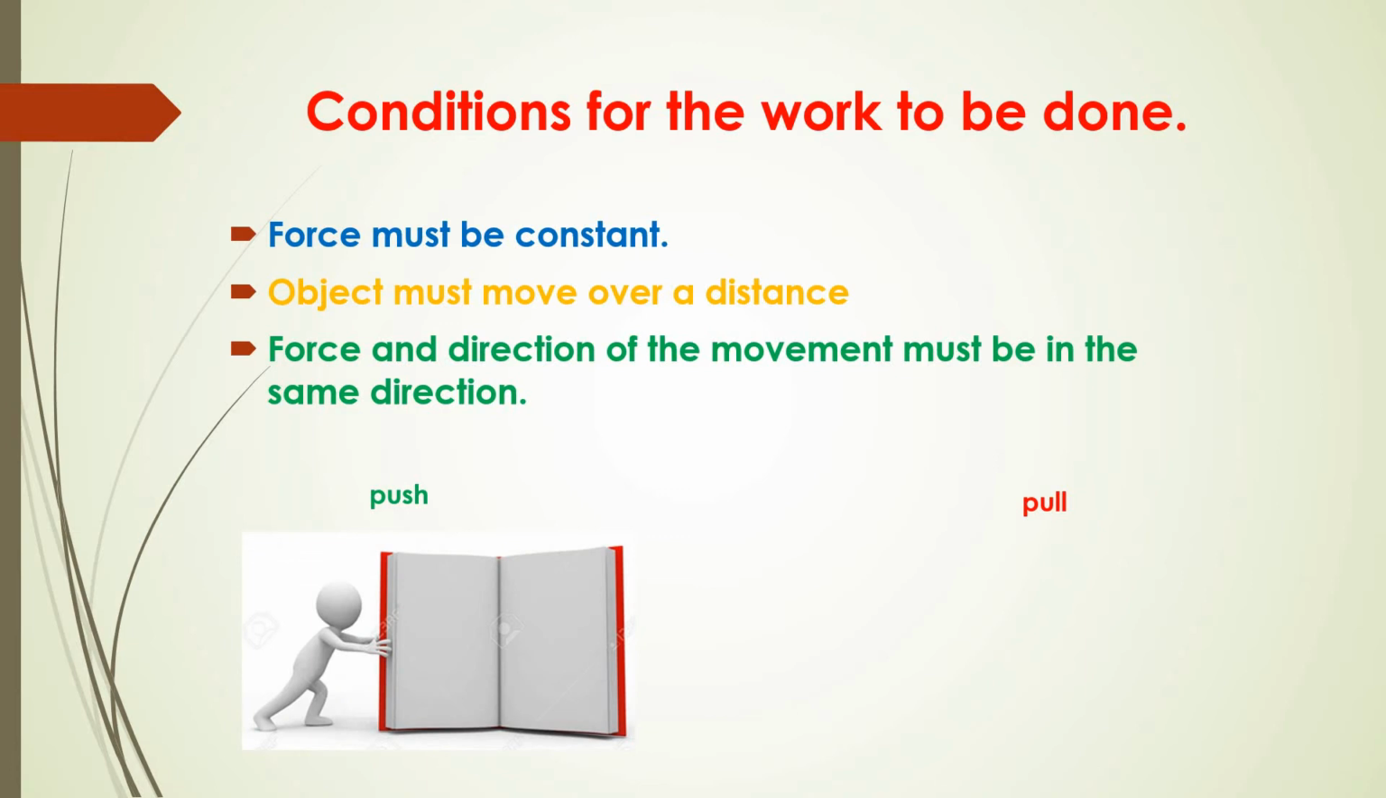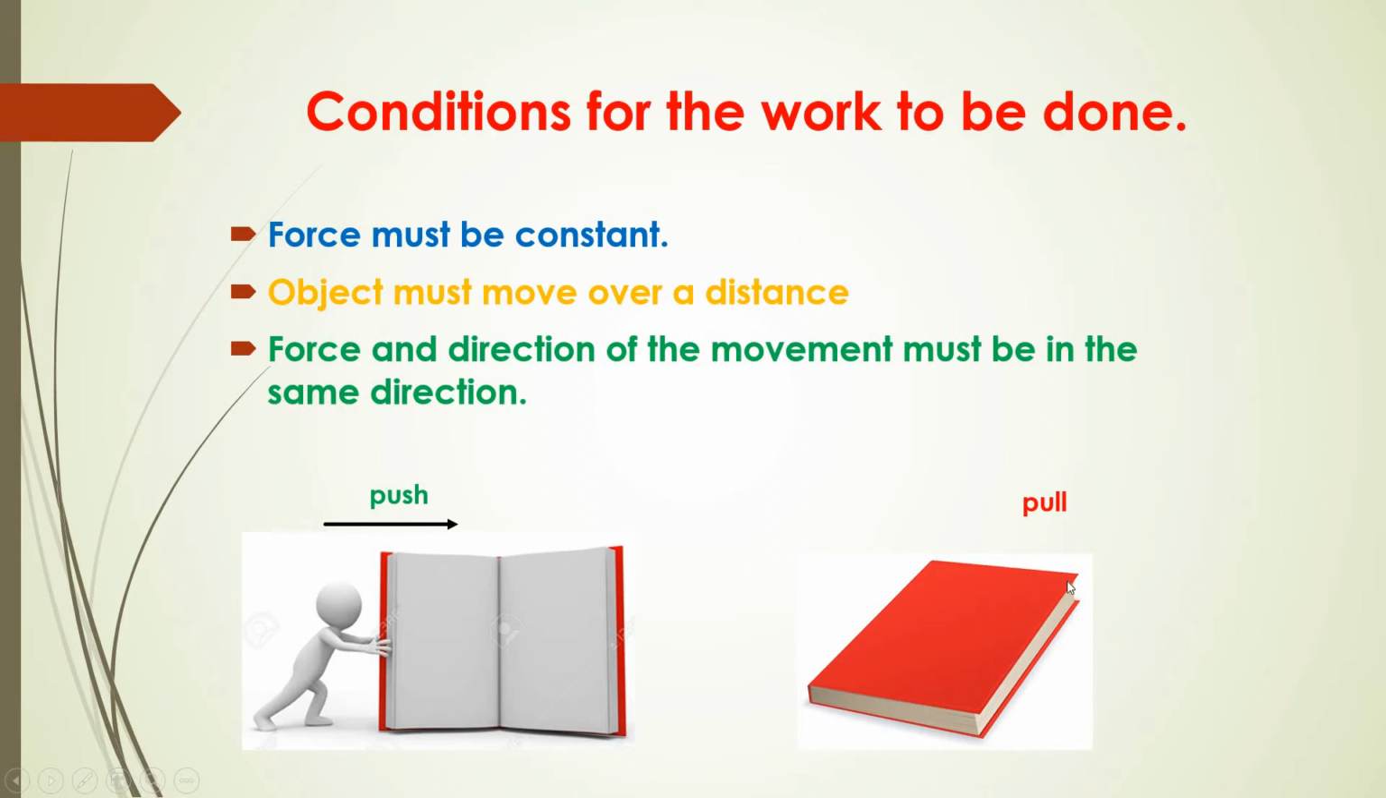Let us try to see with an example. Say suppose you want to close the book and you are pushing the book. So here, which force are you applying? Push force. In what direction? From here to here. So what should be the direction of the movement of the book? It has to move in the same direction as the direction of the force applied. So when the push force is applied, the book closes in this way. So this part has moved to here, and what we see as a result, the book is closed.